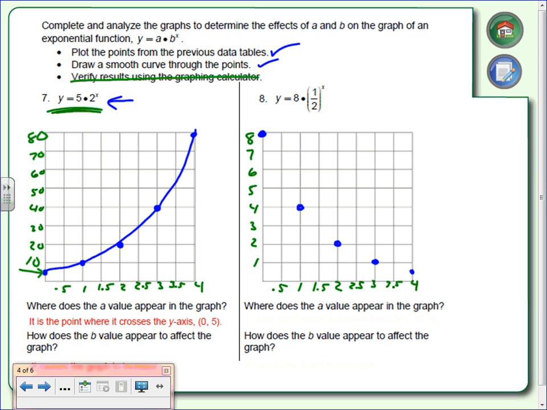So I've plotted the points. What do you want me to do with those points? Draw a smooth curve. By the way, does anybody remember what you call it when you connect the dots? Continuous. Very good. When you connect the dots, it's called continuous.